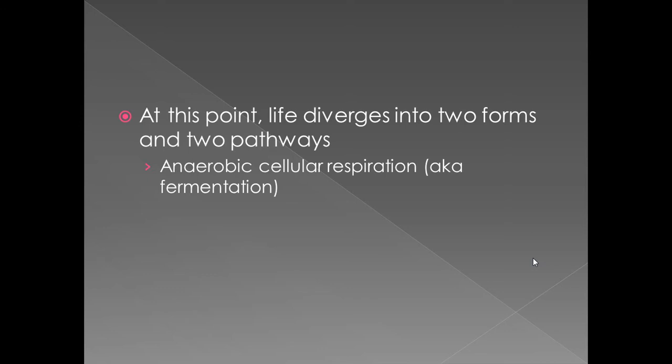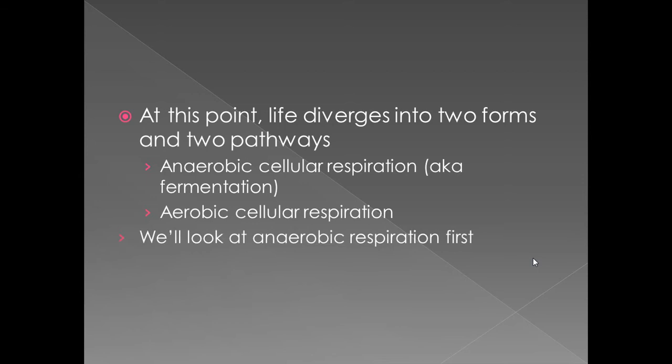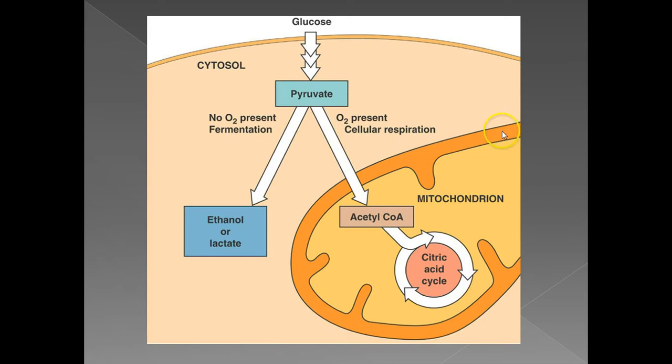This is what happens in yeast. Or you've got aerobic cellular respiration. We're going to look at anaerobic respiration first. Again, this is also called fermentation. Here's your choices again. Glucose enters the cell, breaks down in half, turns into pyruvate. Pyruvate can go through fermentation where there's no oxygen, which produces ethanol or lactate. Or pyruvate, if there's oxygen present, can go into the mitochondrion and go through the citric acid cycle, which we will talk about later.